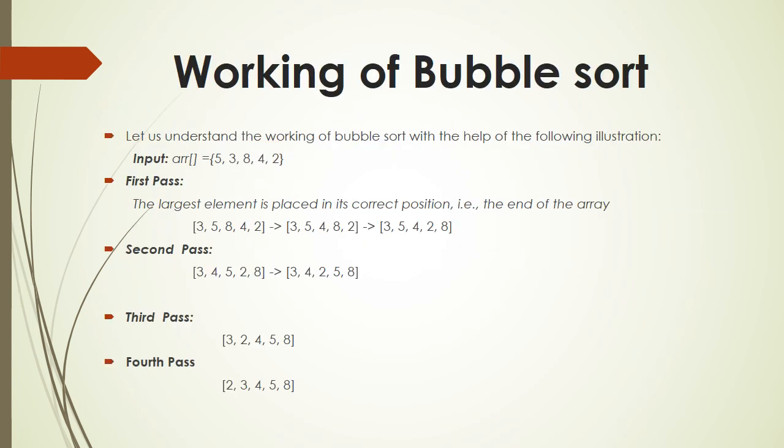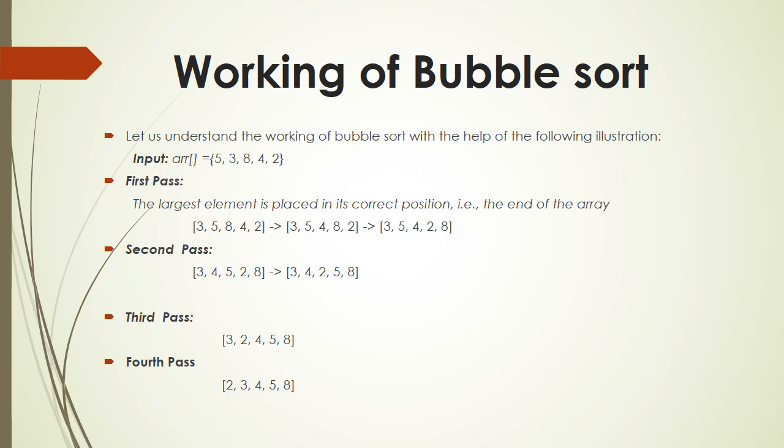Let's walk through an example of bubble sorting. Here is the list which contains 5, 3, 8, 4 and 2 elements. We will sort this list step by step, showing how bubble sort works. Here our initial list is 5, 3, 8, 4, 2. We shall start by comparing and swapping adjacent elements if they are in the wrong order. That means we compare the first element with the second element, second with third, third with fourth, and fourth with fifth, and so on. In the first pass, we compare and swap adjacent elements if needed.